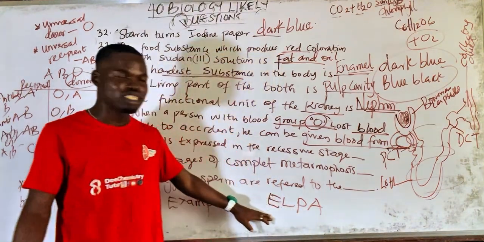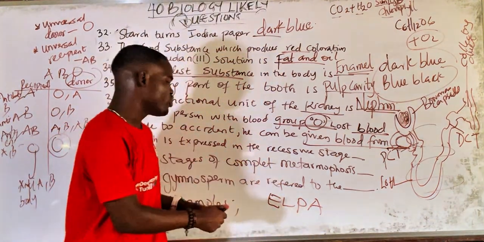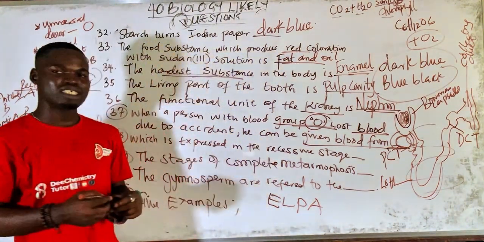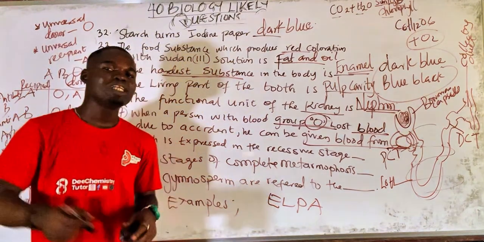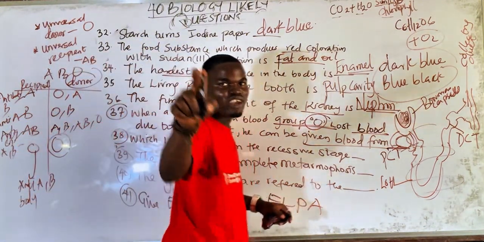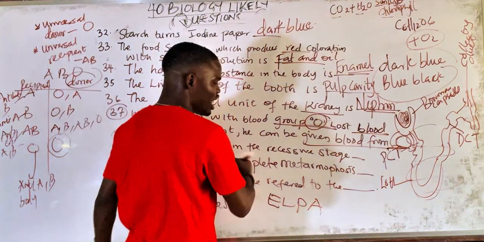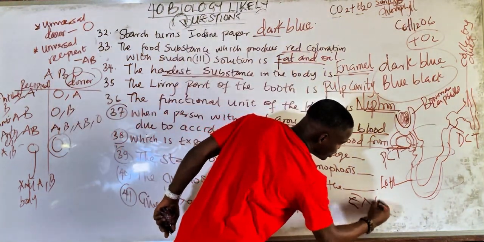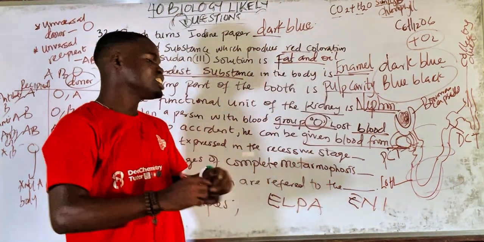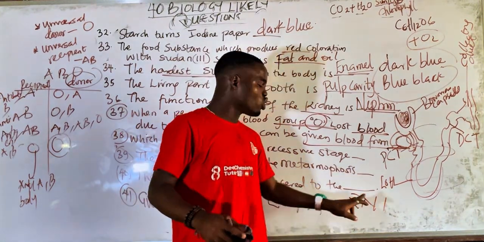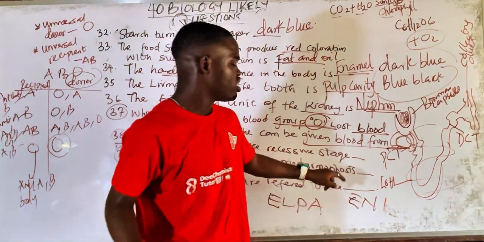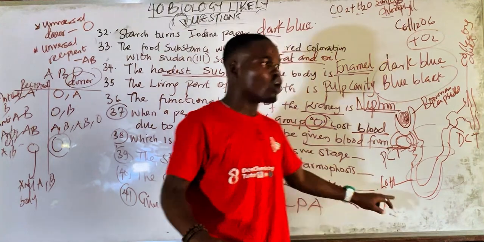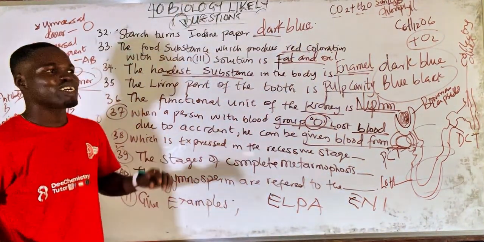These are the stages of what? Complete metamorphosis. Complete metamorphosis. HELPER. But if it is incomplete, I use the word ANY. So I use the word ANY for incomplete. What does it mean? ANY in the sense that egg will go to nymph. Therefore, nymph to what? Imago.